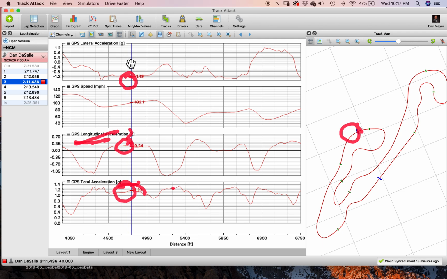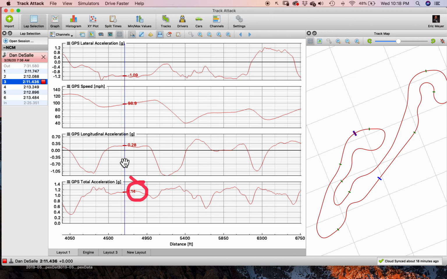If you look at the top, right under my Mickey Mouse hand, it says 1.1 lateral G's. And on the bottom, for GPS long, it says 0.2. And if you go all the way to the bottom, it looks like 1.20 down there. That's the math. What you need to know is this. Right here, on that spot of the track is how much of the tire's potential grip we're using.